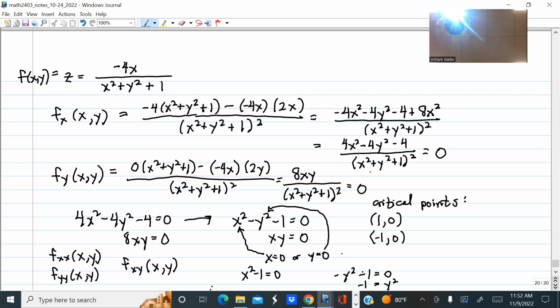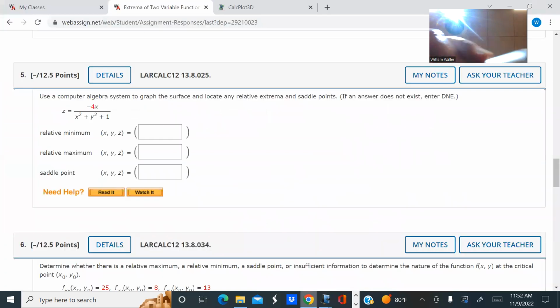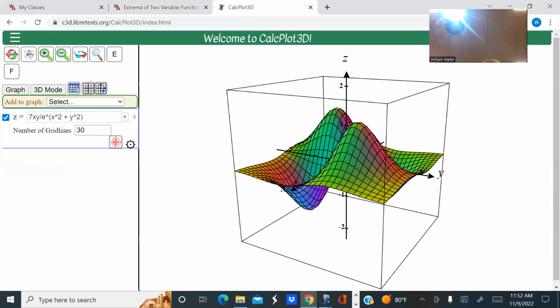Okay, so just cheat and take a look at the graph and see what you see around those 2 points. Let's try that then. Okay, so I'm going to use CalcPlot 3D. I think there's a link to this in your homework.